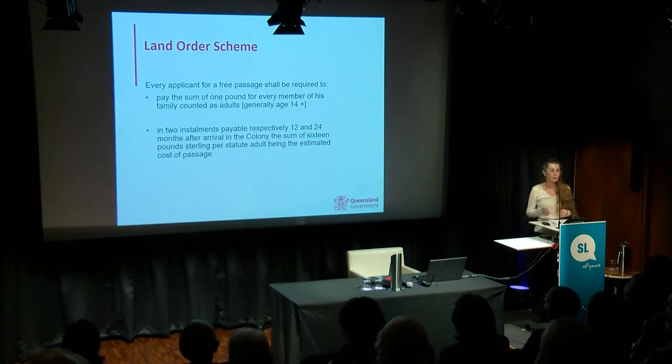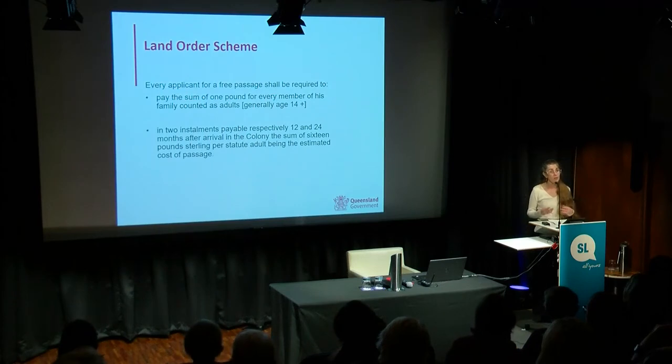The conditions for land orders, much like the other immigration schemes, change continually throughout the legislation and the time frame. The value of the land orders changed. It could be £10, it could be £18, it could be £30. The amount of acreage that went with that value also changed. The areas in Queensland that were opened up for land order settlement changed regularly, depending on the population.